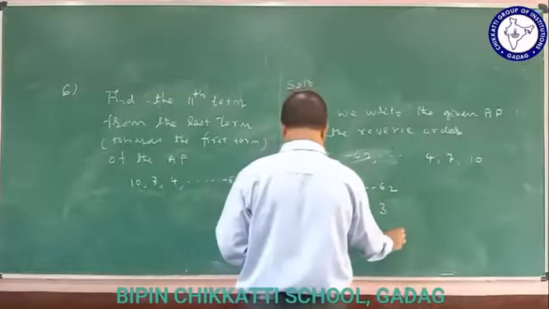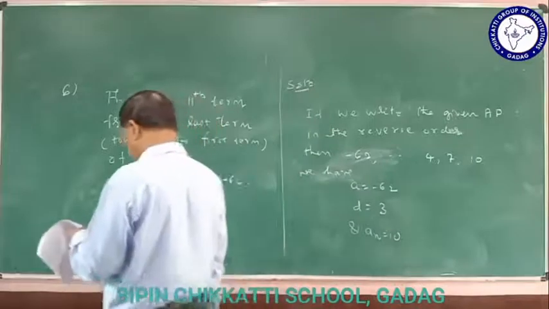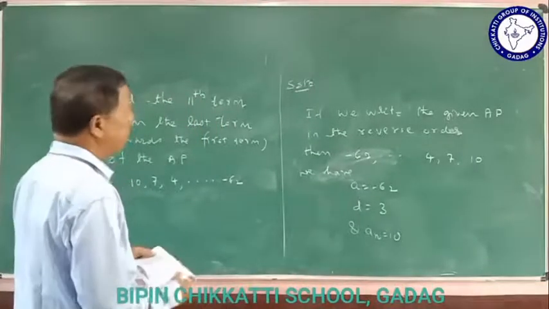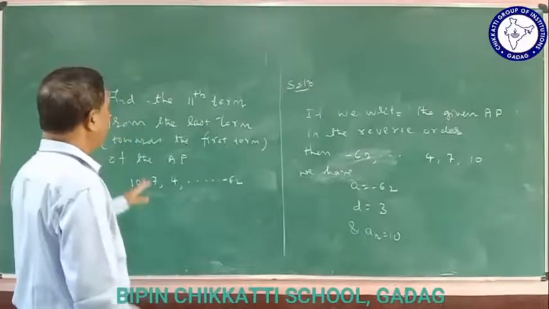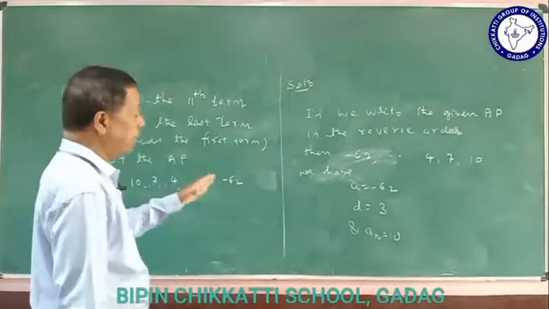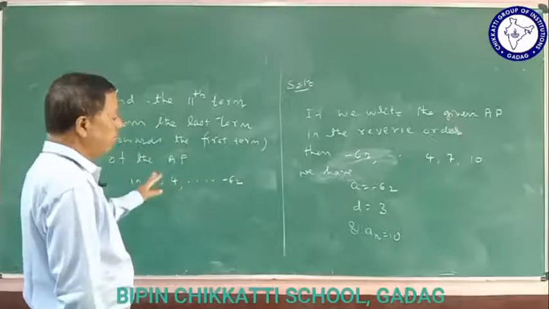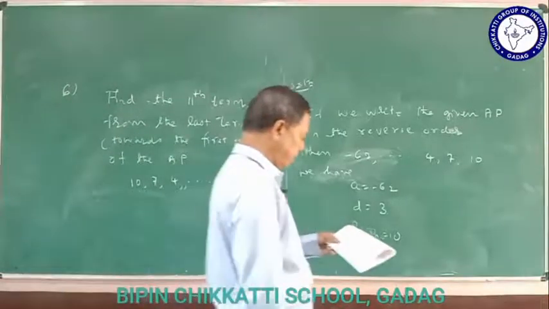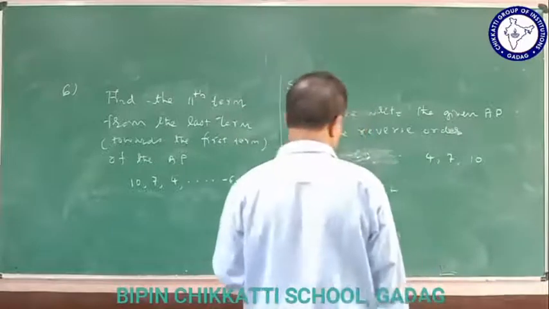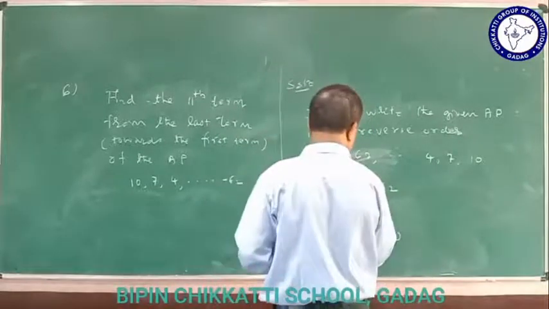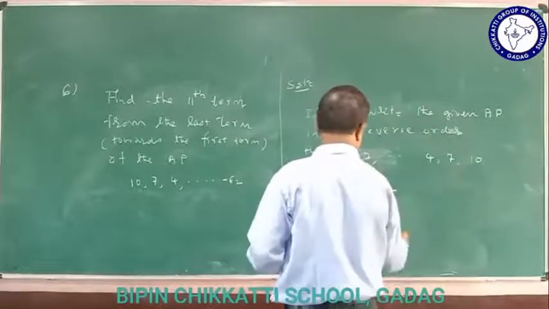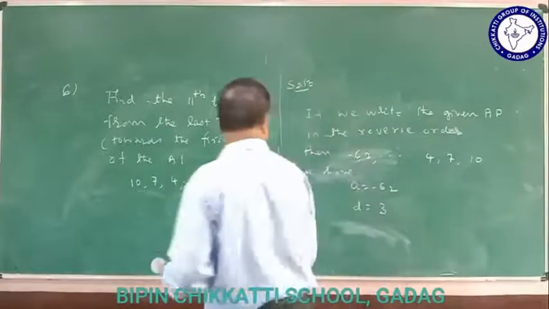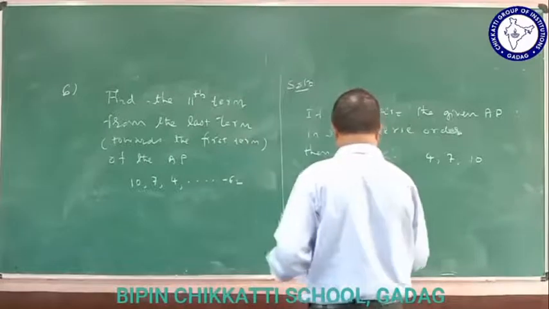a_n is the nth term, that is 10 when you write it in reverse order. But the question is not a_n. Here the 11th term is required, and accordingly you have to go for it. That is the required result. So a_n is equal to 10 in this case, and it may not be required. We want to see the 11th term. Now see how to find the 11th term.